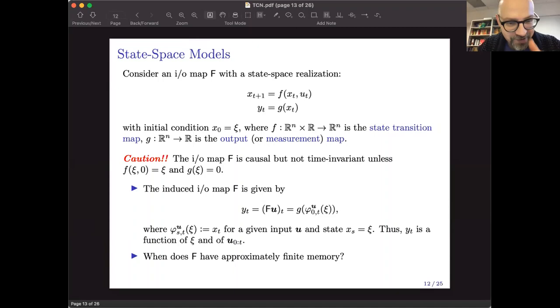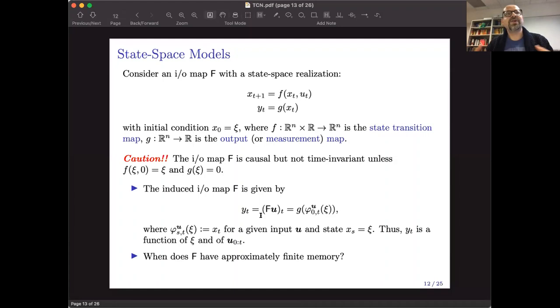We have this state that gets updated based on the current input, and the output gets updated based on the state. There's some initial condition. F is the state transition map, G is the output or measurement map, and again, this map is causal but not time invariant unless F and G map the initial condition and the zero input to appropriate things. This is kind of the link between the state space view and the frequency domain view, if you will.